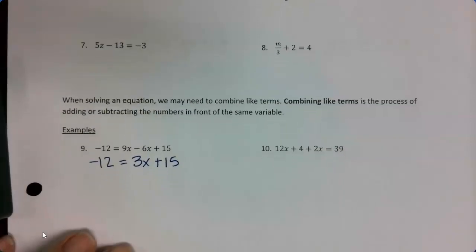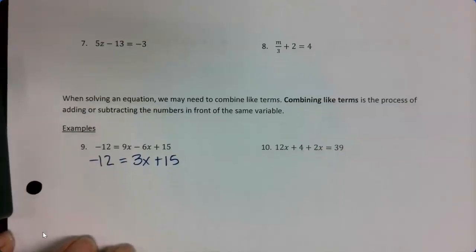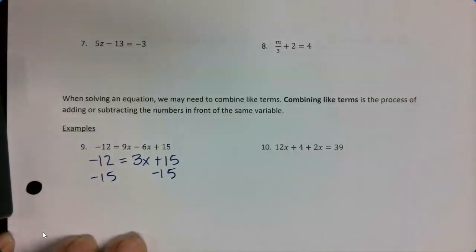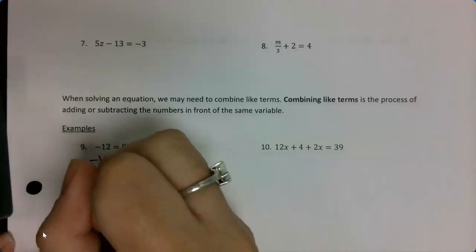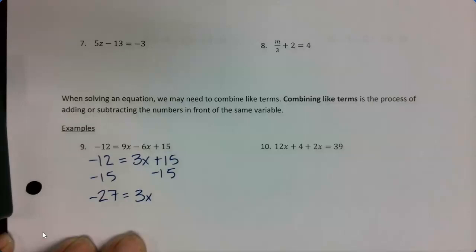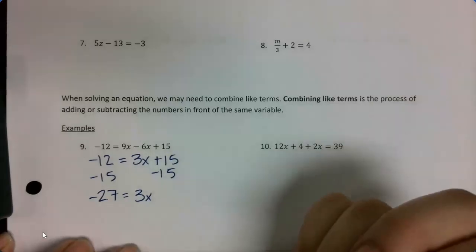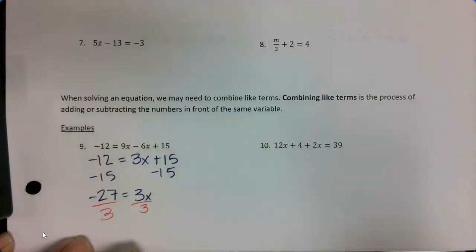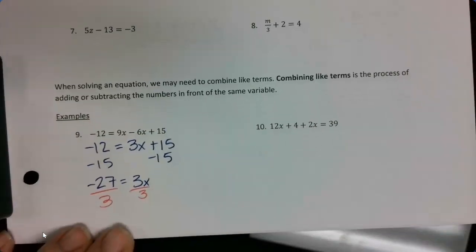And then what do I want to do to solve this? What's negative 12 minus 15? And then to get my x alone, I want to divide by 3. Negative 27 divided by 3 is?